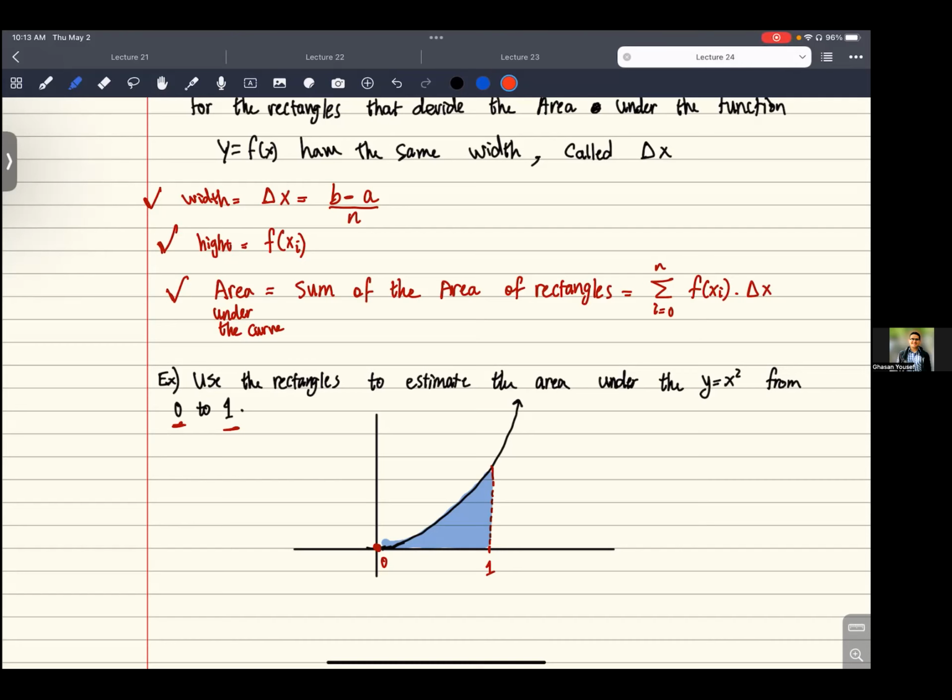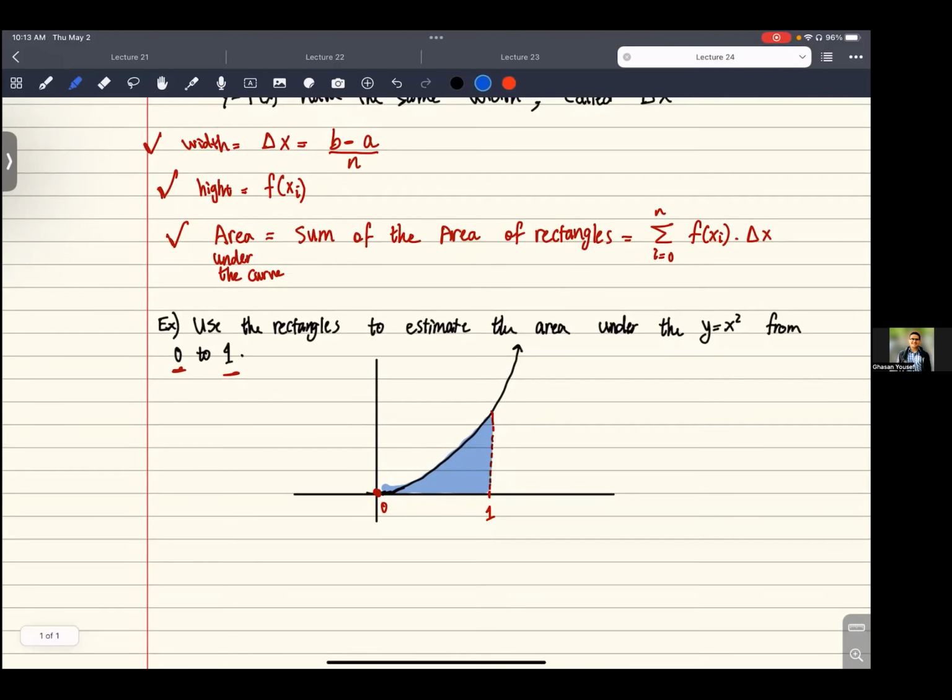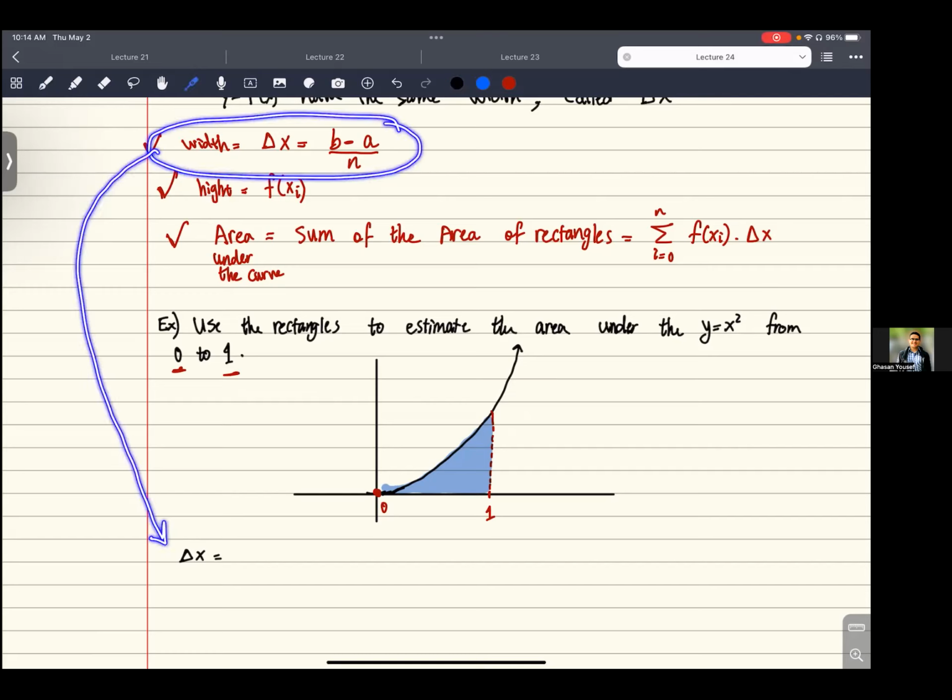So I'm going to divide it up into 4 strips. What is delta x here? How can I divide the delta x? What is delta x? The width. The formula is b minus a, the first point, over n. What is b? It's 1. 1 minus the first point, which is 0, over what? And what is n here? I need 4 rectangles, so n will be 4.